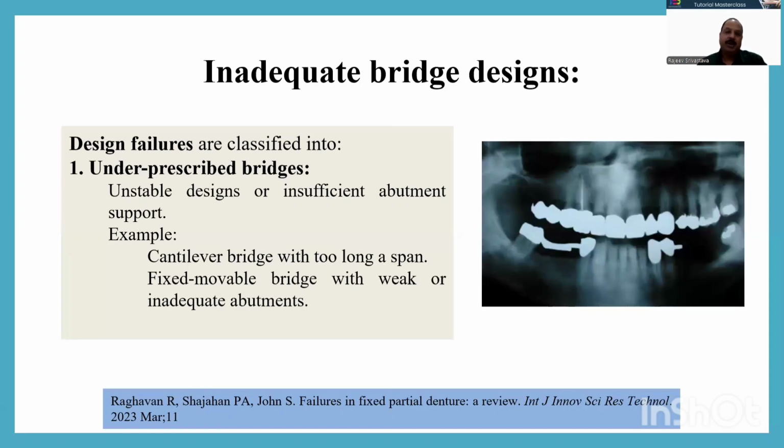Then inadequate bridge design. You can see here a very long bridge design which is majorly tilted, and that's the reason this has completely failed. Cantilevers and bridges with too long a span should be avoided. Then a fixed movable bridge with weak or inadequate abutments should be avoided. You can see in this figure.